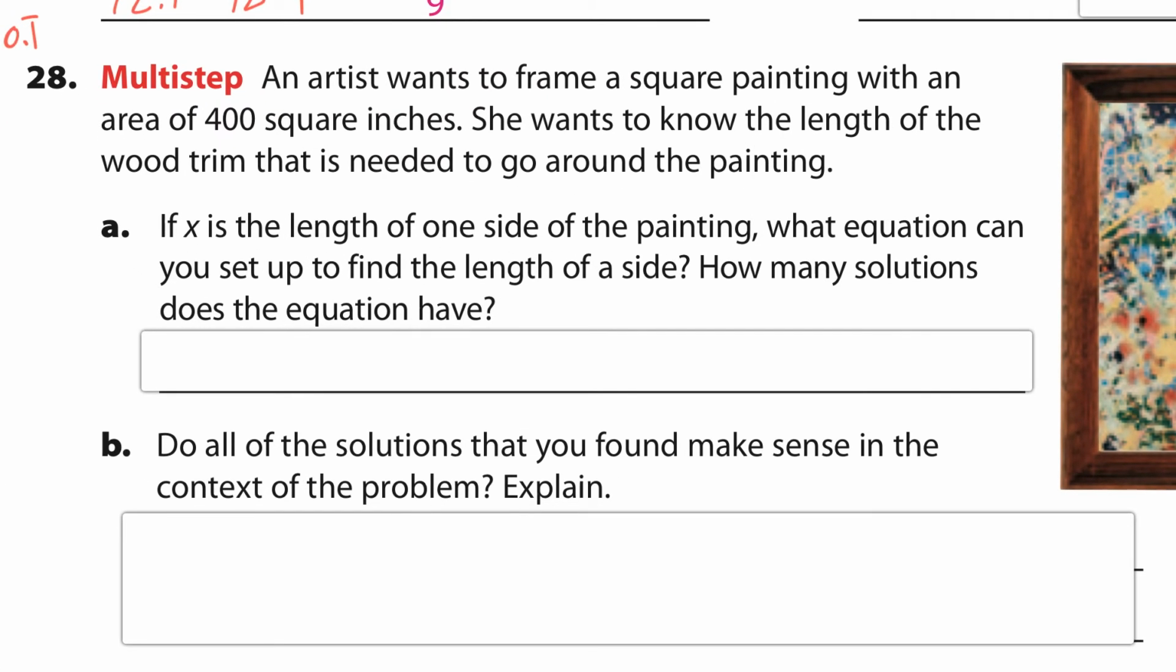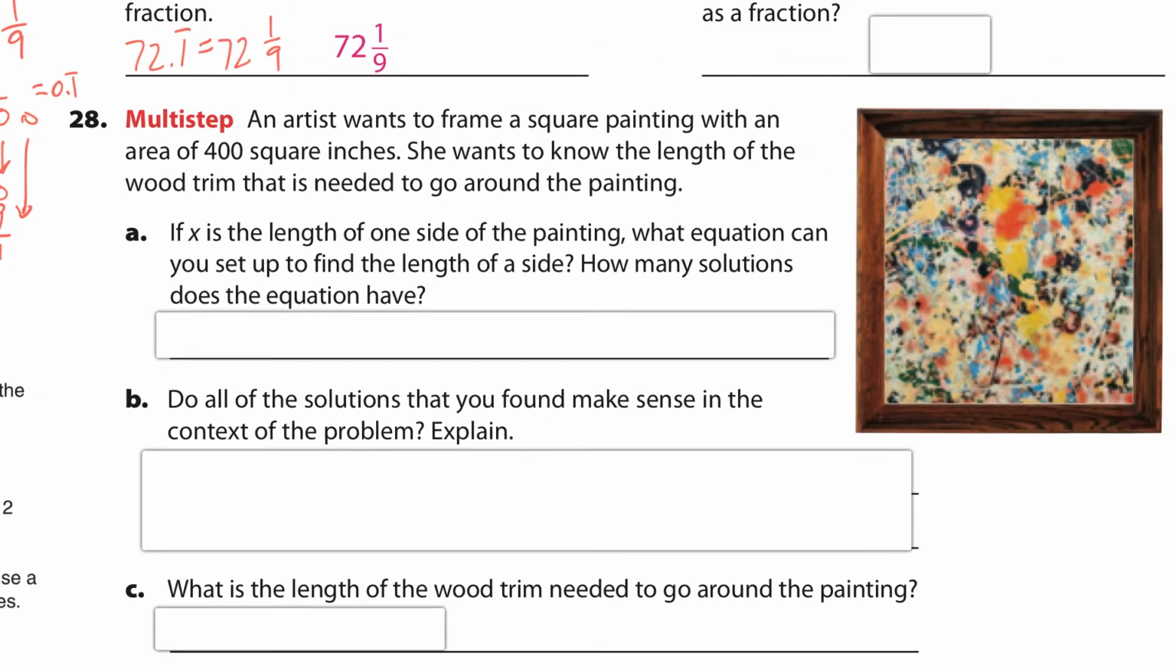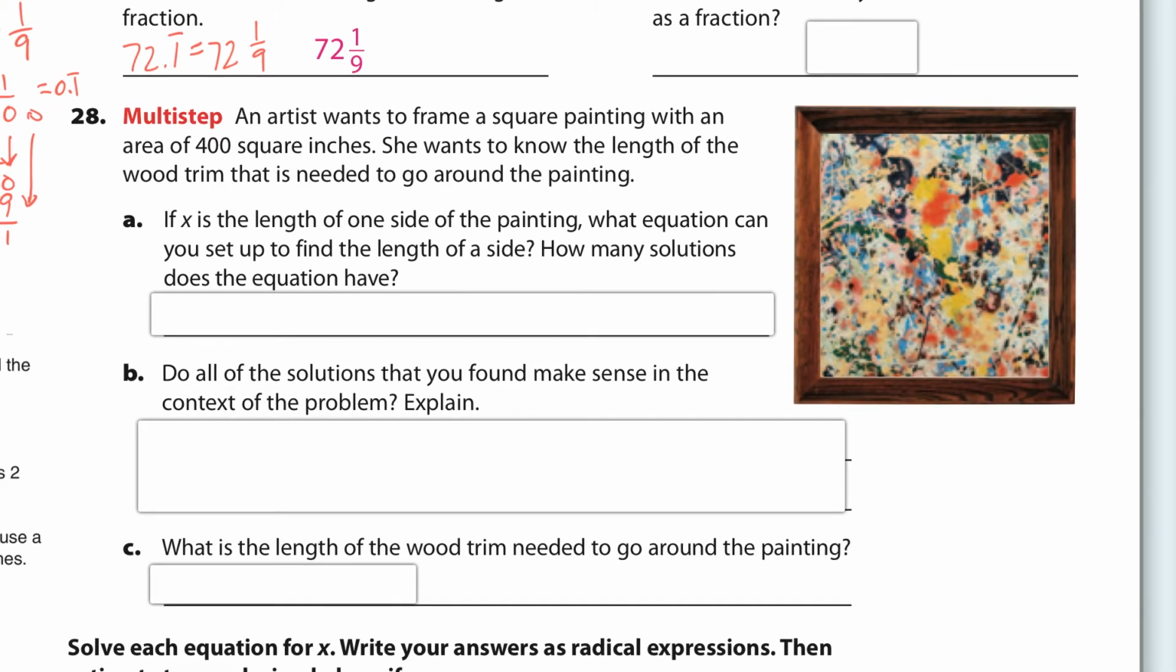Next, an artist wants to frame a square painting with an area of 400 square inches. She wants to know the length of the wood trim that is needed to go around the painting. Let's take a look at this. If x is the length of one side of the painting, what is the equation that you can set up to find the length of the side, and how many solutions does it have?